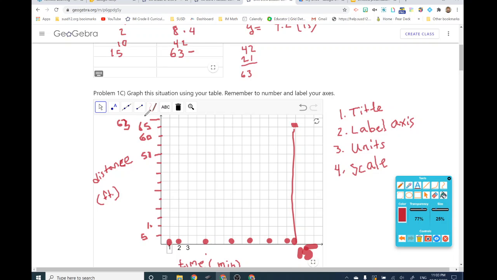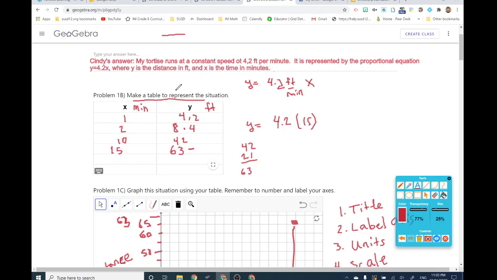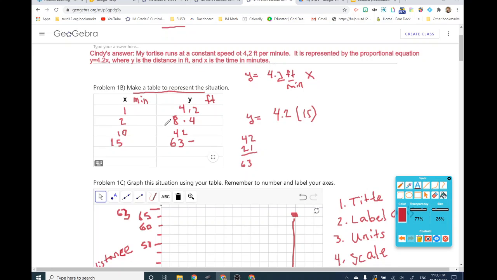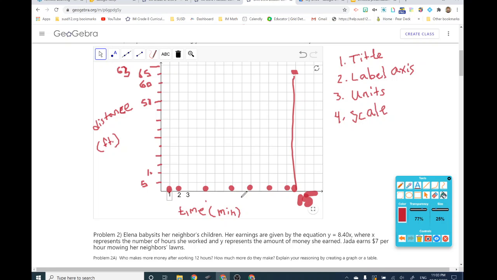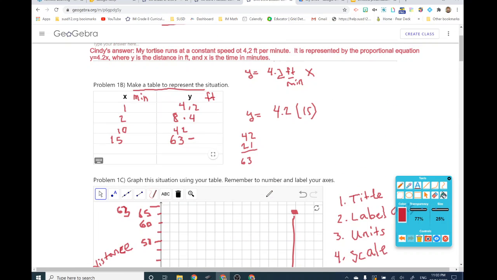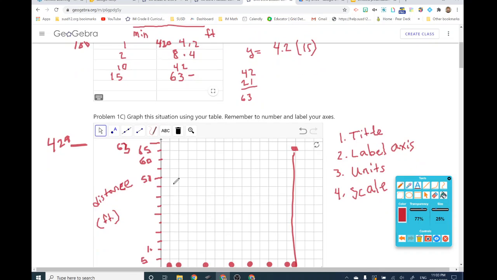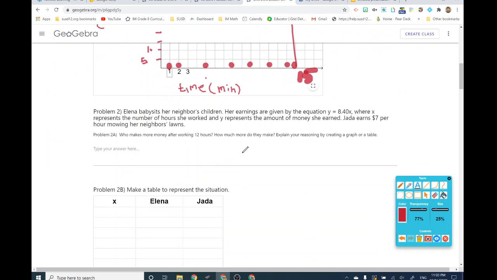Now you are using the same linear equation. So if you have a range like this, then your scale might be the same as mine. But if you use x values of like 100, then your y value is going to be 420. So you're going to need to go up to 420 on your scale. Please think about scale and make it appropriately.